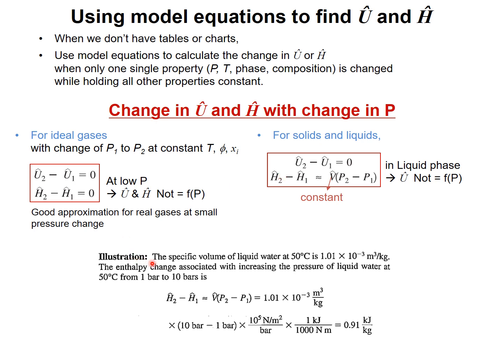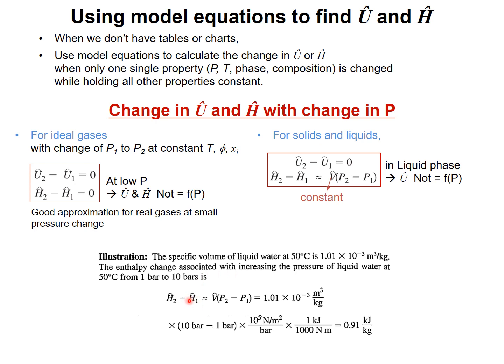Here is the illustration. The specific volume of liquid water at 50 degrees Celsius is like that. We want the enthalpy change associated with increasing the pressure of liquid water at 50 degrees Celsius from 1 bar to 10 bar. Right now we have changed the pressure. Then we could calculate this way. H2 minus H1: H is U plus PV, so H2 is U2 plus P2V, and H1 is U1 plus P1V.